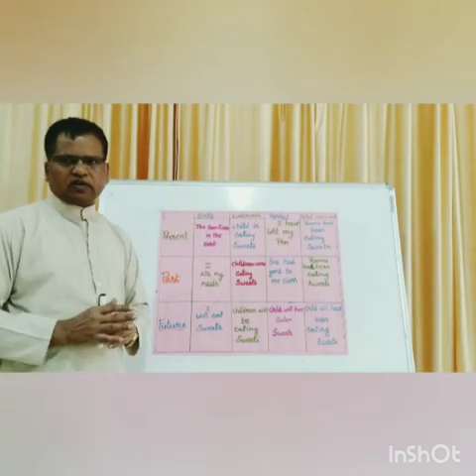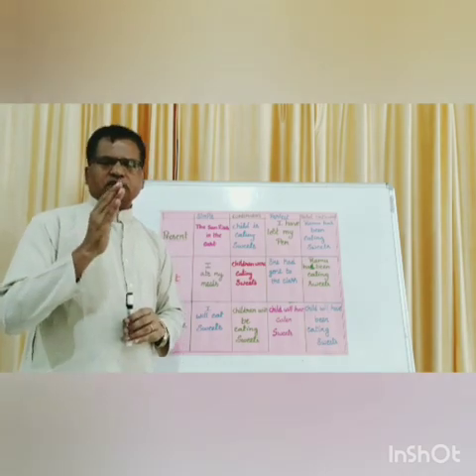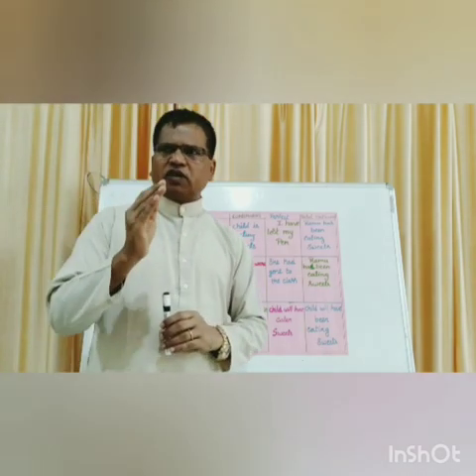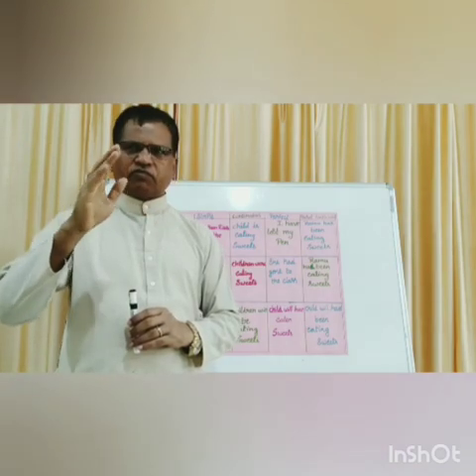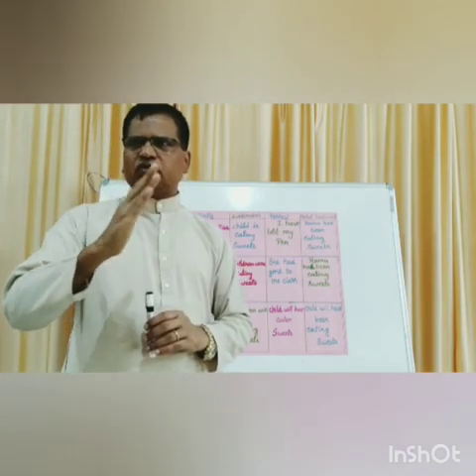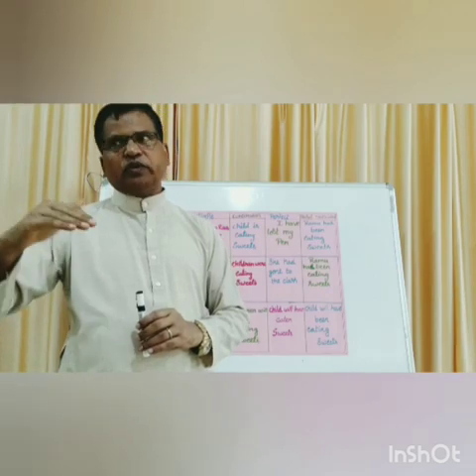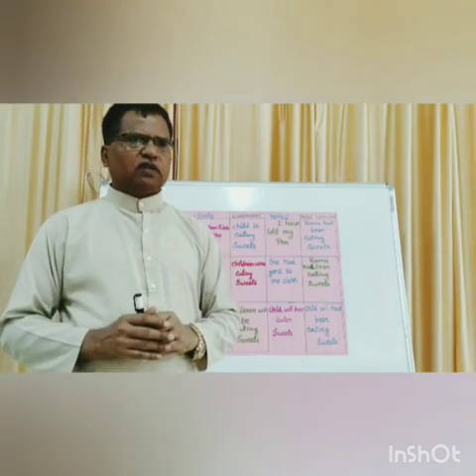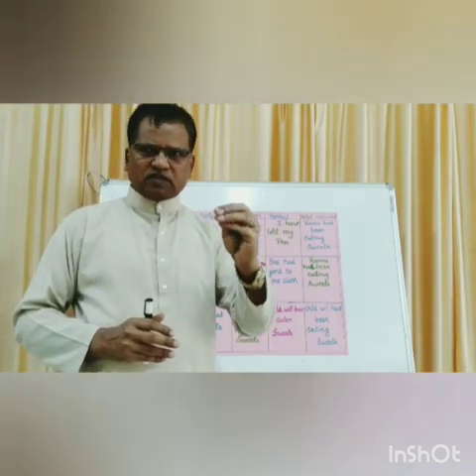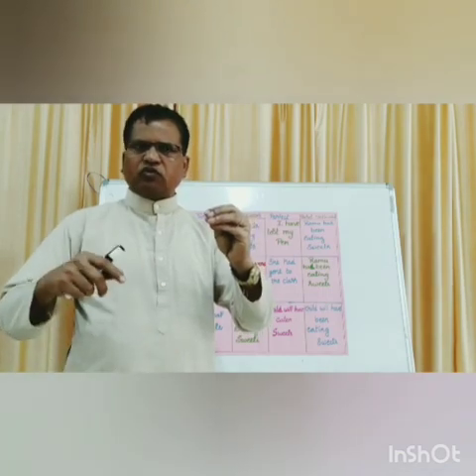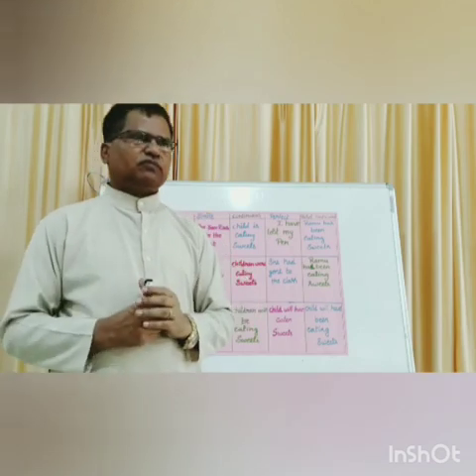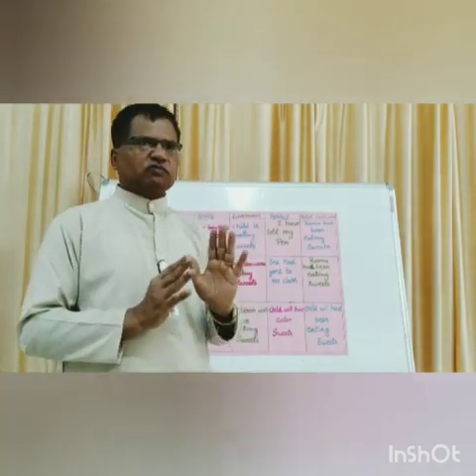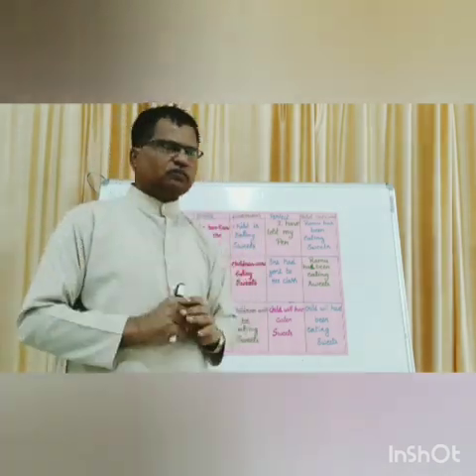We have something called the verbs. There are 3 forms of the verbs: V1, verb 1, V2, verb 2, V3, verb 3. Verb 1 is always present. Verb 2 is always past. Verb 3 is always past participle. So that we must know. These 3 forms of the verbs we need to know.